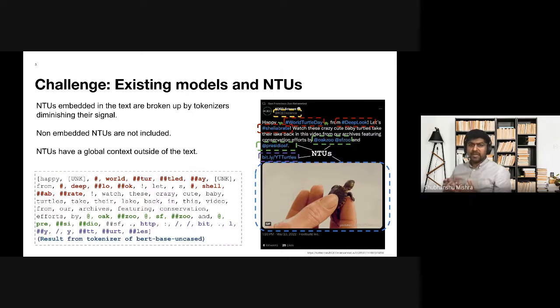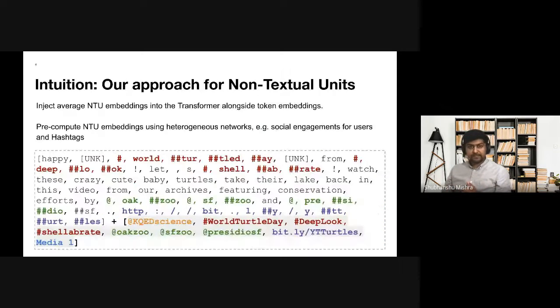Given the prevalence of NTUs, what are some of the challenges of incorporating NTUs in existing language models? First, we find that NTUs embedded in text are often split into multiple tokens, which can lead to diluted NTU-based signal. Second, existing language models do not incorporate any non-embedded NTUs. And finally, NTUs are characterized by their global context and relationship to other NTUs, and hence should be modeled appropriately.